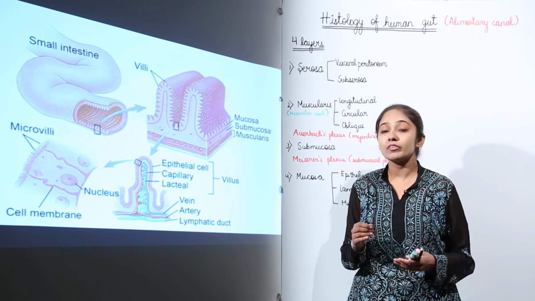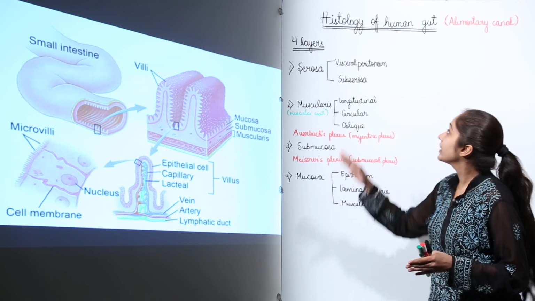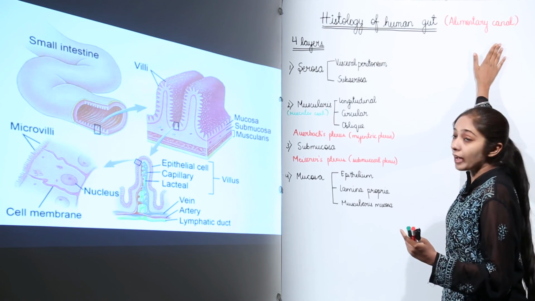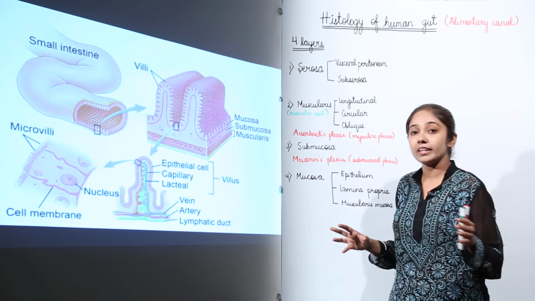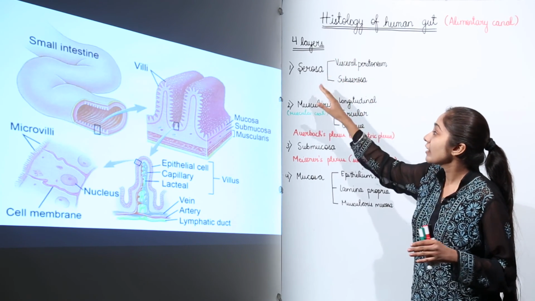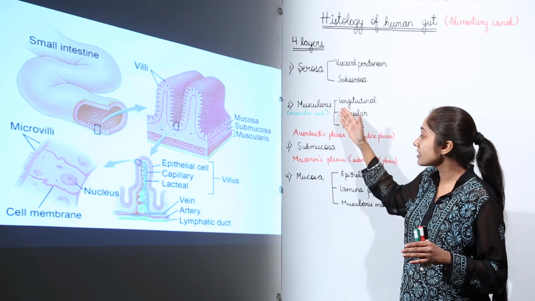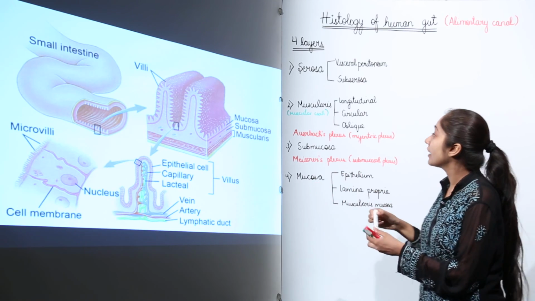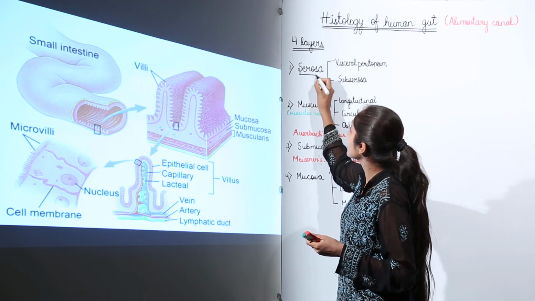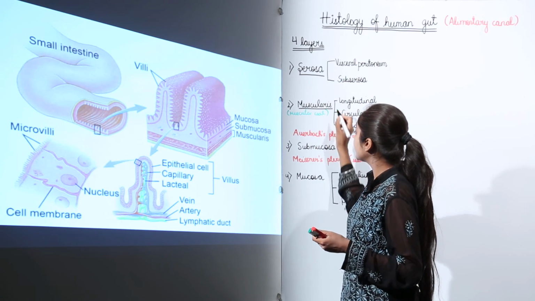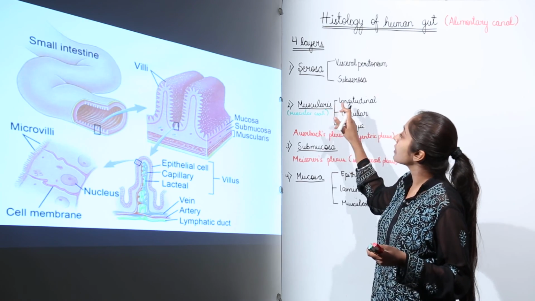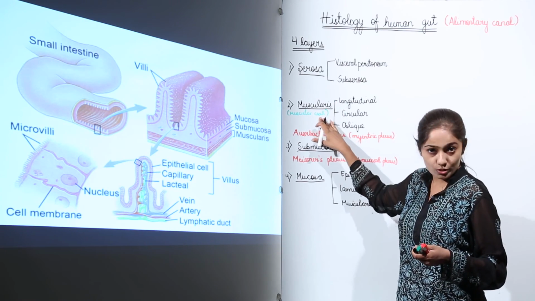Now let's begin with the internal structure or the histology of the human gut, which you also call the alimentary canal. In general there are 4 layers: serosa, muscularis, submucosa and mucosa. Remember, the 4 layers are serosa, muscularis, submucosa and mucosa. You can also call muscularis the muscular coat, right.